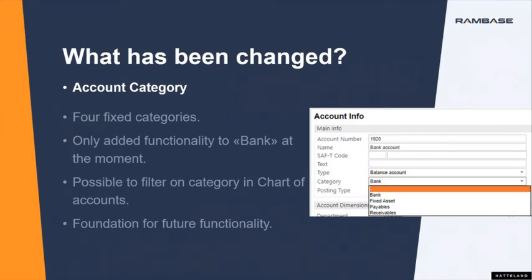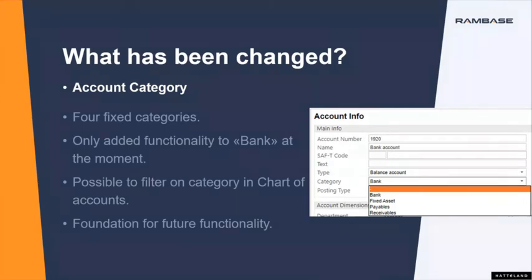So the first thing that is changed is that we have added functionality to assign a category to a general ledger account. For now, we have 4 fixed categories to choose between: bank, fixed assets, payables, and receivables. And the only category that we have created any logic for at this moment is the bank category.